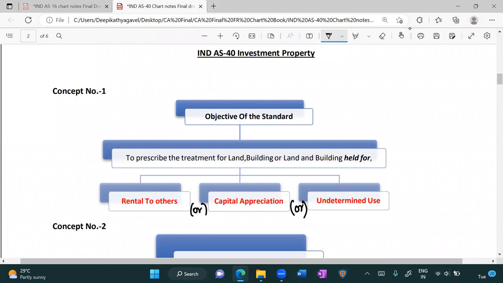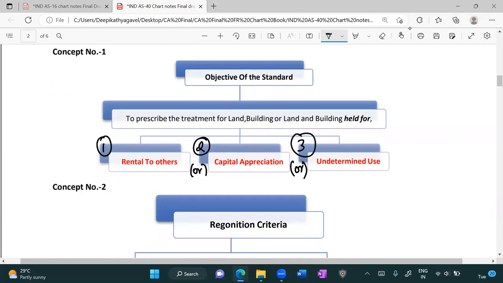The first concept that you need to learn in this particular standard is the scope and objective of the standard. What do you mean by scope and objective? The standard applies to which tangible asset? We studied in PPE in detail that it applies to assets which are held for particular purposes. Similarly, IND AS 40 says that if a property is held for any one of these three purposes, then IND AS 40 investment property will apply to them. Now, let's see what are the three purposes.